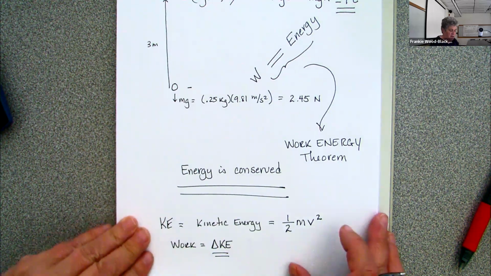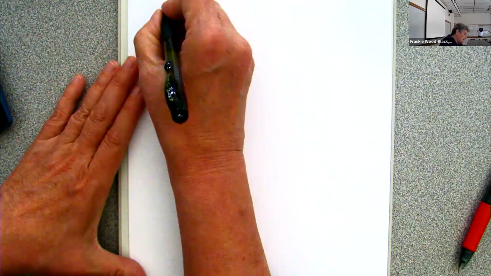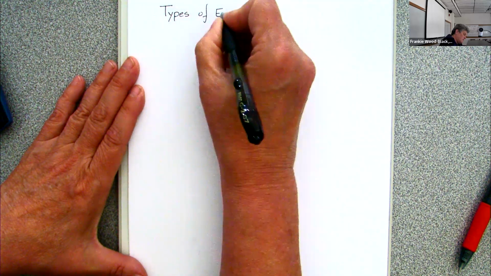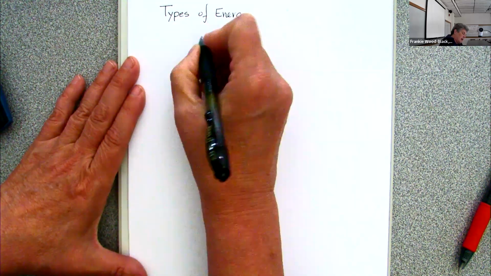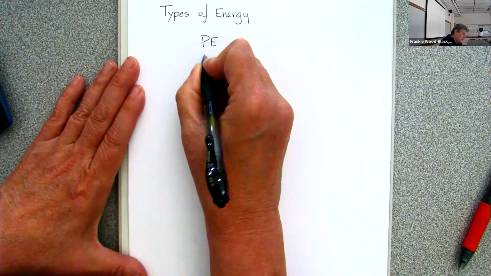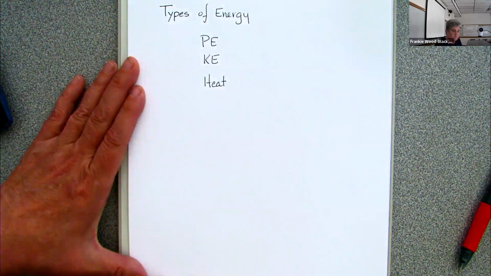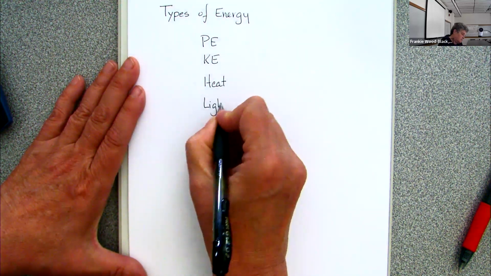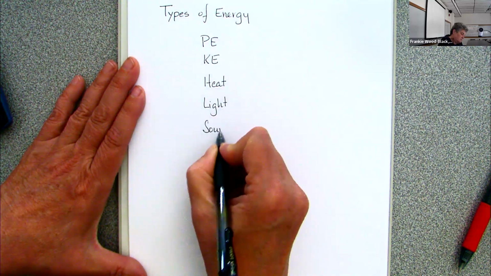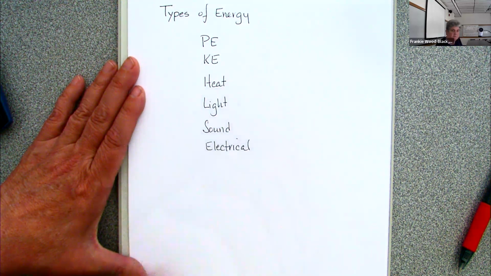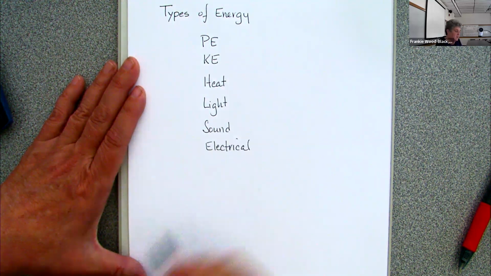Because if we think about energy, let's think about the types of energy that we come into encounter with. So if I'm looking at types of energy, we can have potential energy, we can have kinetic energy, we can have heat, light, sound, electrical, and we can go on and on.